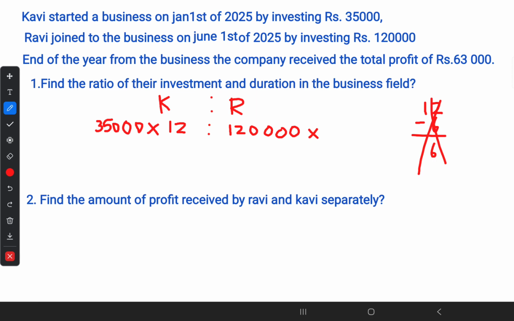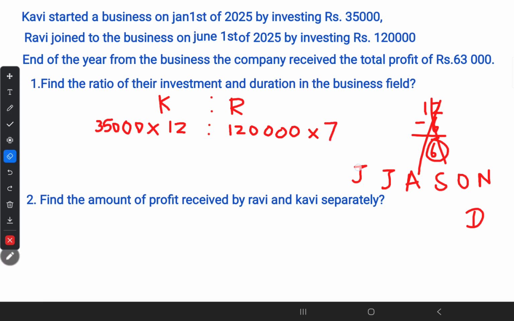June 1st means, think about it. Ravi is in the business for June, July, August, September, October, November, December. When you subtract, that will give you 6 months. But he joined the business on June 1st, which means you have to take account of the June month as well. June, July, August, September, October, November, December. So Ravi is in the business for 7 long months, not only 6.